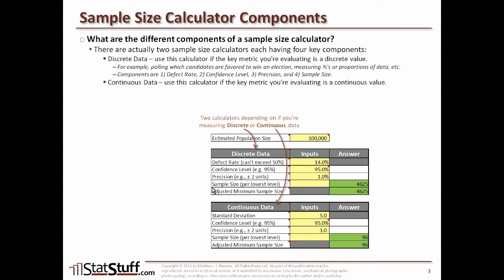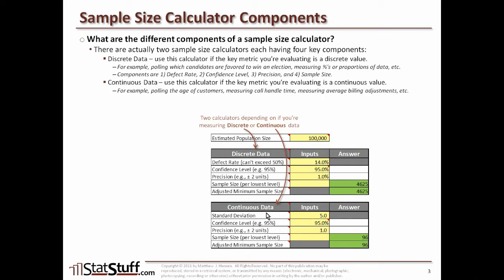The other type of calculator is the continuous data calculator, the lower portion here. So this is if you have continuous type of data, also called variable type of data. Now if your data is like that, then you're going to find yourself using that particular type of calculator for determining the sample size or whatever kind of metric you're looking for.